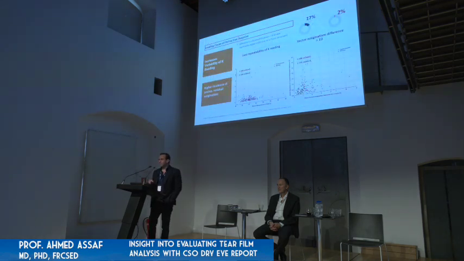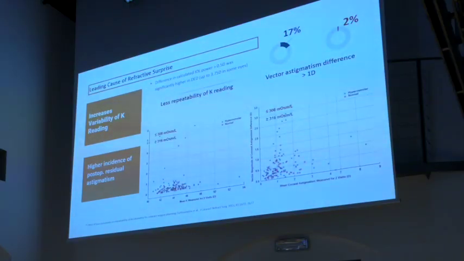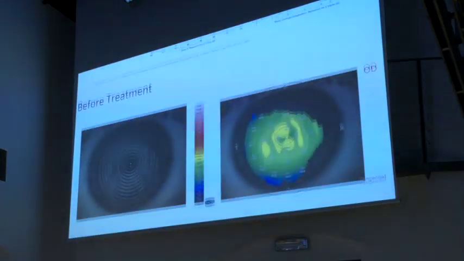Another study shows that in patients with dry eye there is a huge variation and decreased repeatability of the K readings. So you may miscalculate the amount of astigmatism on the level of the cornea as well as the axis of the astigmatism. The repeatability, as you can see, is much worse in patients with dry eye.